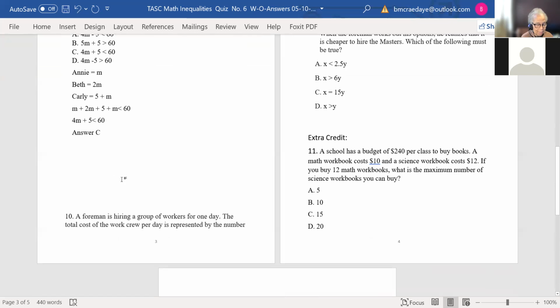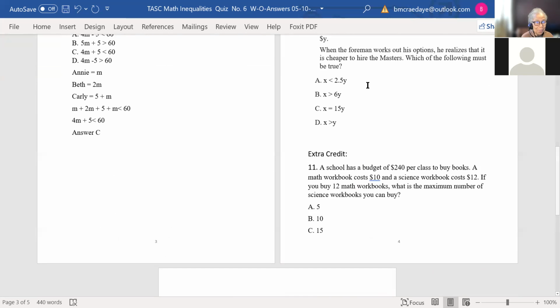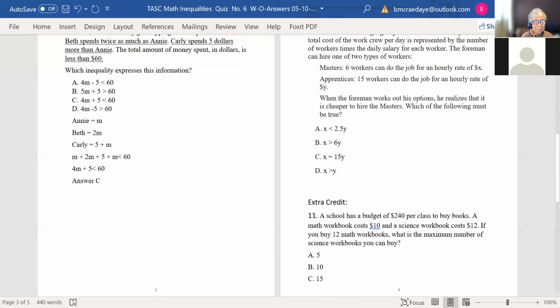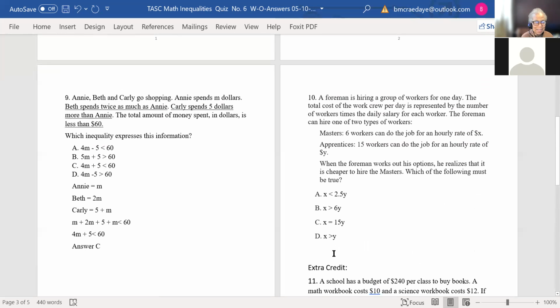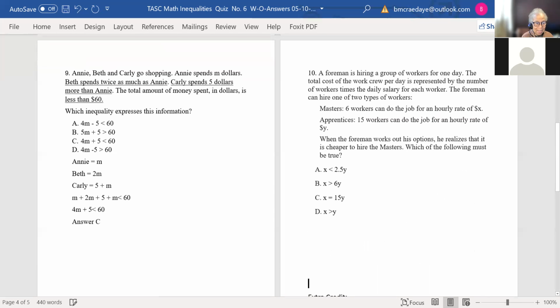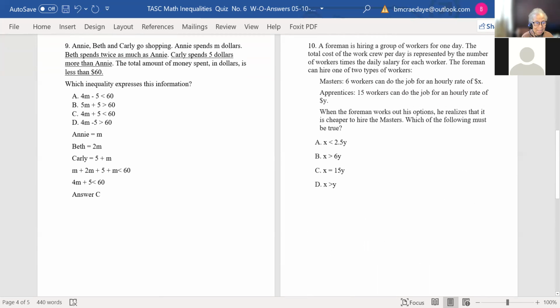Number 10 had a lot of reading. I can't even understand this one. Oh, you didn't understand this one? Okay, let's figure it out. What's the answer? I put answer B. Oh, it's not B. Okay. Now read number 10, Maureen.